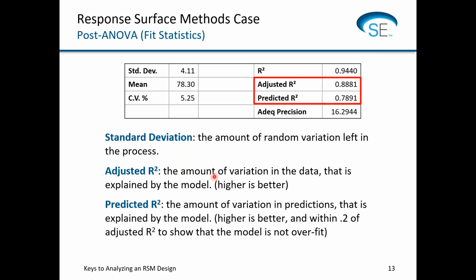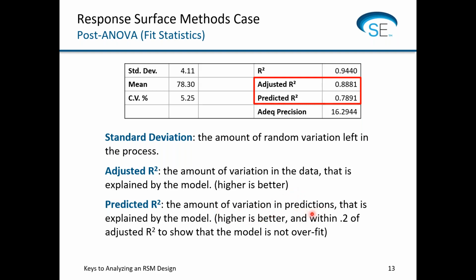The adjusted R-squared is the amount of variation in the data that you collected that is explained by the model, and higher is better. Here we're saying we have about 88.8% of the variation in the data explained. So that leaves us with about 12% unexplained. Very, very good.